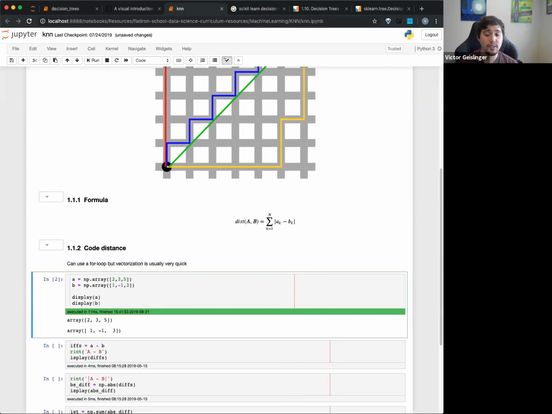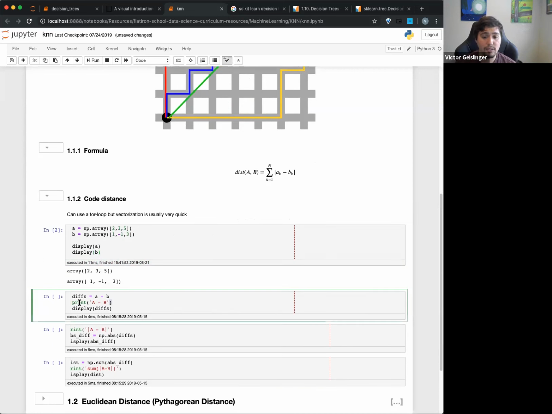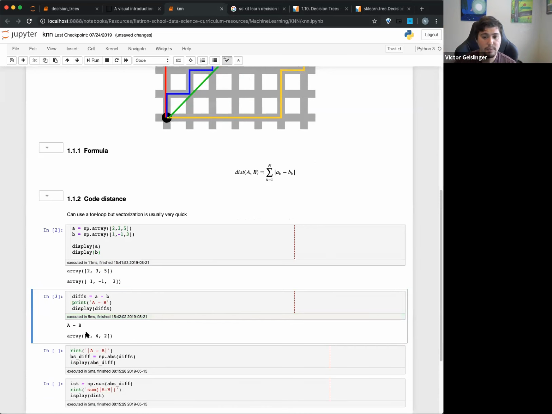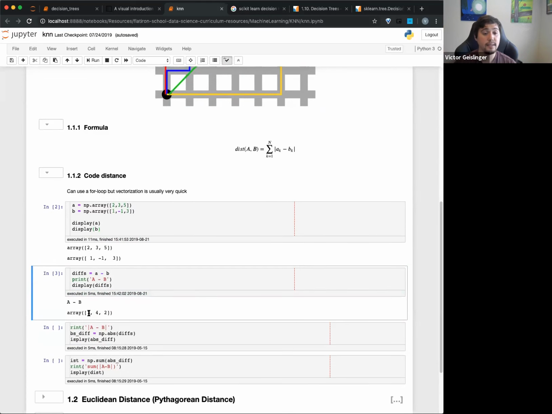So you can see here, if I do this real quickly, you can see the differences. Basically, just take the difference between each part, because remember, NumPy will just subtract 2 - 1, 3 - 1, and so on. And you can see here, it gives me 1, 4, 2, just the difference between these parts, right? So this is basically the distance in each part.